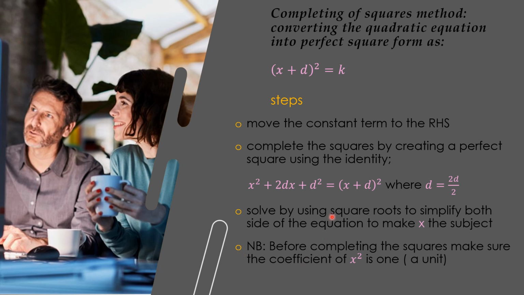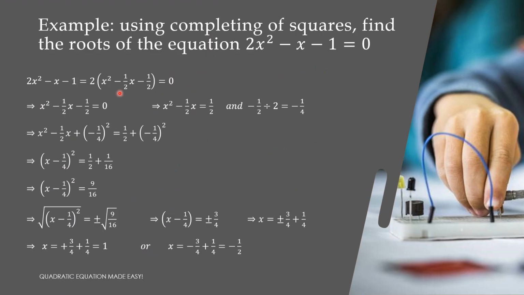What we need to note under completing the square is that before completing the square, make sure the coefficient of x squared is 1. Now, using the same example, let's use completing the square to find our answer. We have 2x squared minus x minus 1. Since I want to make sure the coefficient of x squared is 1, I have to factorize the 2 outside. Dividing both sides of this equation, we get the expression x squared minus 1 over 2 x minus 1 on 2 equal to 0.